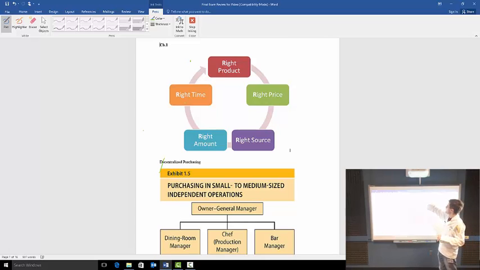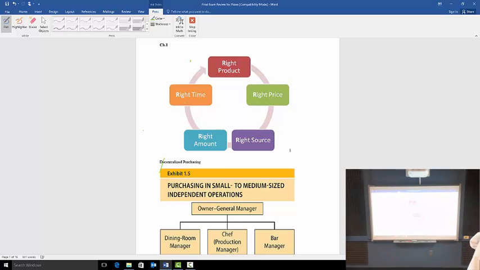Starting with Chapter 1, one of the key learning outcomes was our 5 objectives of purchasing. I taught it as the 5 R's. We need to get the right product at the right price from the right source in the right amount at the right time. And this, you'll see, is a continuous cycle. This is not a one and done process. It needs to repeat itself.